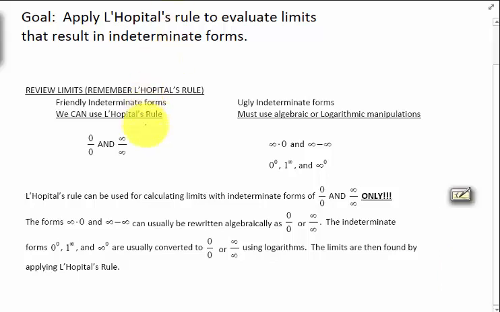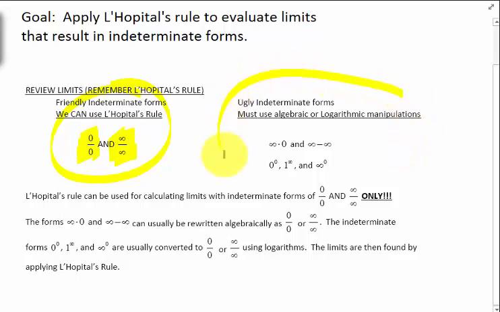Now, hopefully you've already used L'Hopital's rule to evaluate limits that result in indeterminate forms that look like 0 over 0 and infinity over infinity. So what we're going to talk about today are indeterminate forms that are a little more strange, and I call them the ugly indeterminate forms. If you get results such as infinity times 0, negative infinity minus negative infinity, or 0 to the 0, 1 to the infinity, and infinity to the 0, you have an indeterminate form. These are all bad, and you know nothing if you get these results.